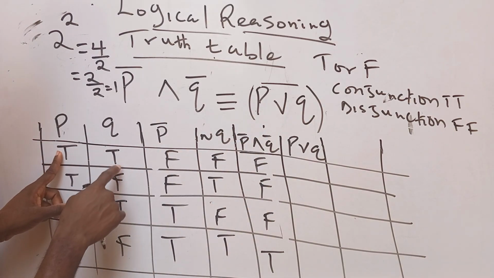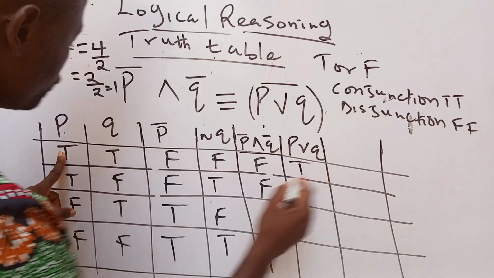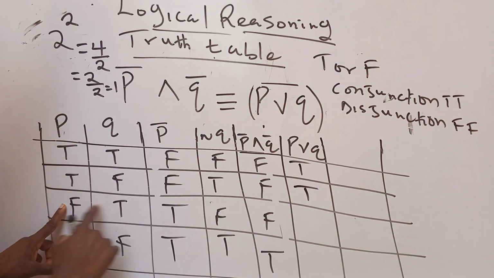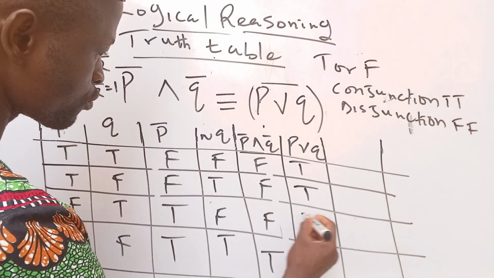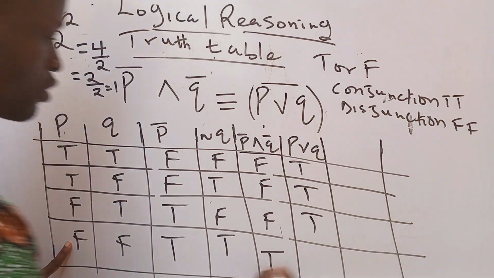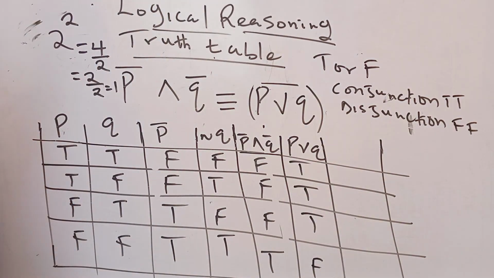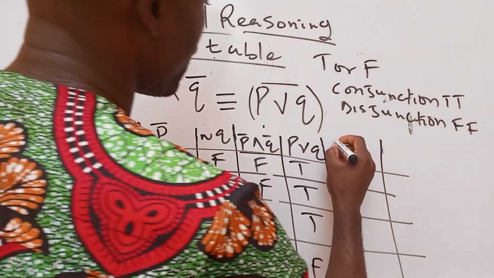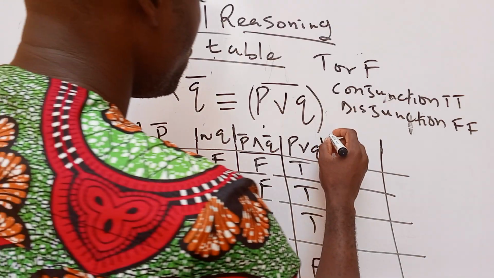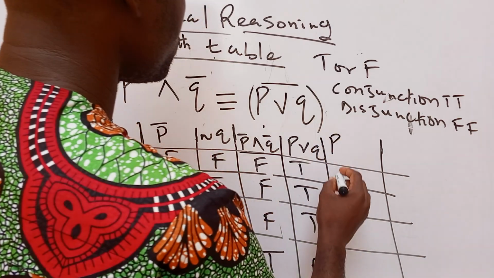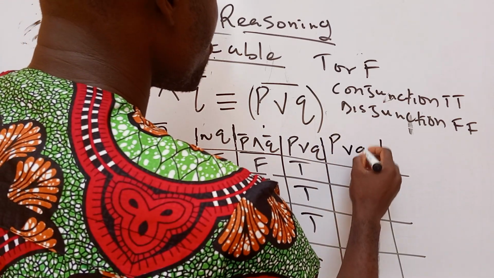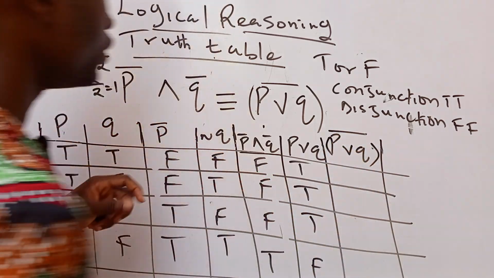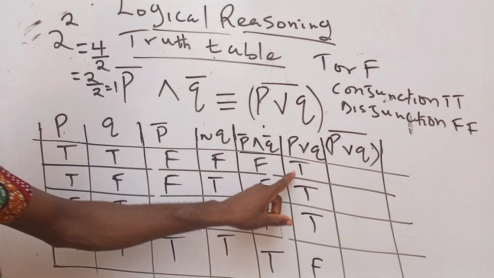So true true is true. True false is true. False true using disjunction is true. False false is false. Then the last but not the least table you are going to prepare is the negation of P disjunction Q. So it will now be the negation of this.